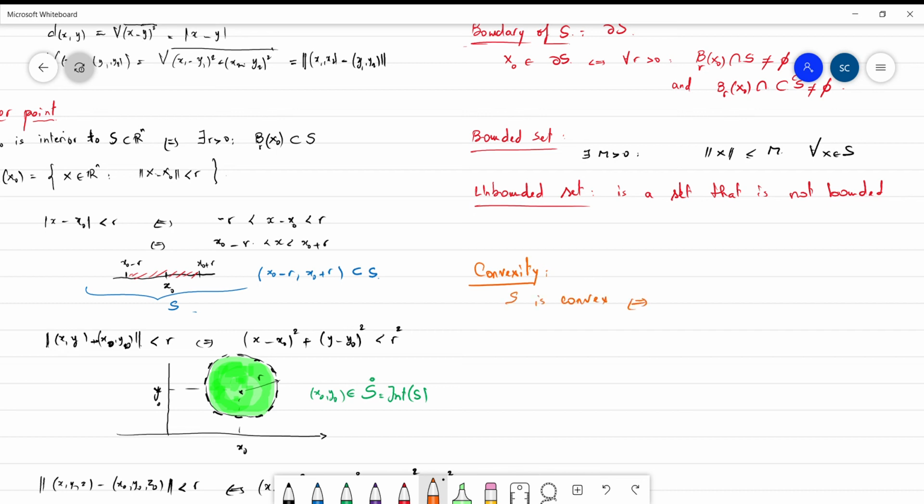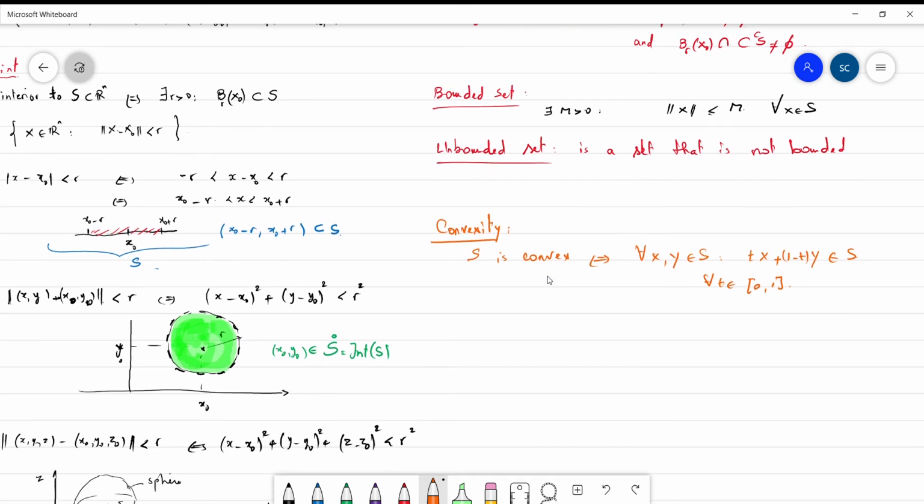if and only if each time you take 2 points of your set, then the line segment, so we can characterize the line segment like that, y belongs to S for any t parameter belonging to [0, 1]. Okay, so this is what it says. You can make an analogy with a line segment in the plane. Okay, so this is what we want.